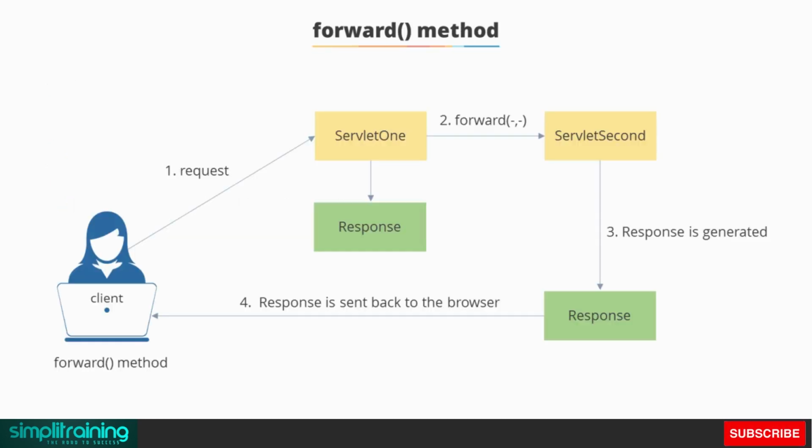If we use the forward method, the client will send a request to servlet 1. Servlet 1 can go ahead and forward the request to the second servlet, and in parallel servlet 1 can also generate its own response. The second servlet also goes ahead and generates a specific response which is returned, and the responses are finally returned back to the browser.